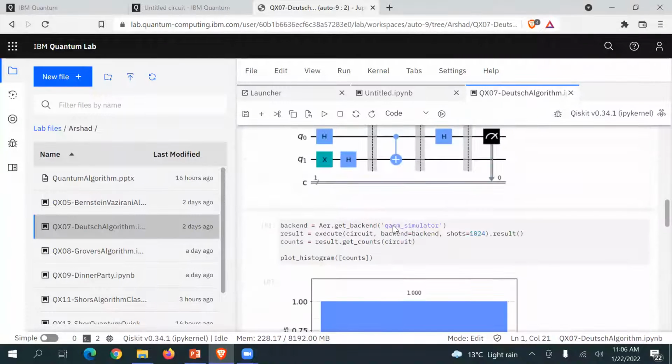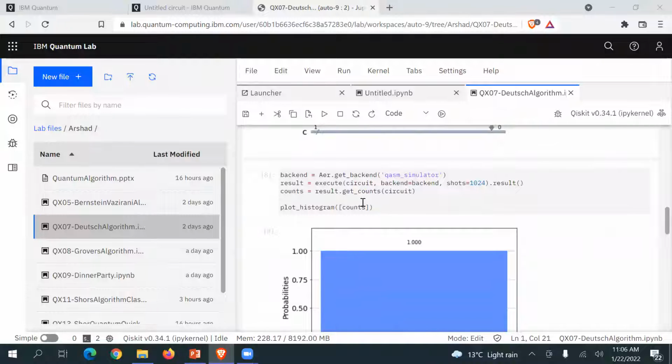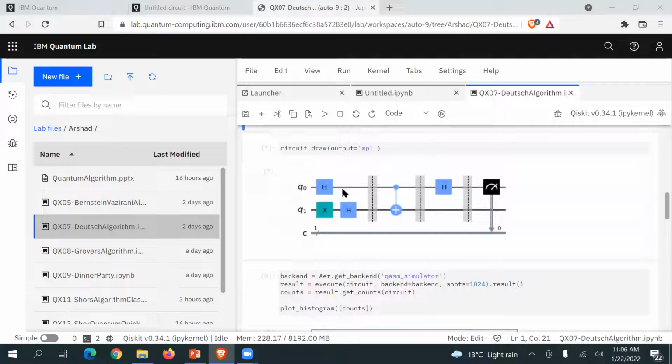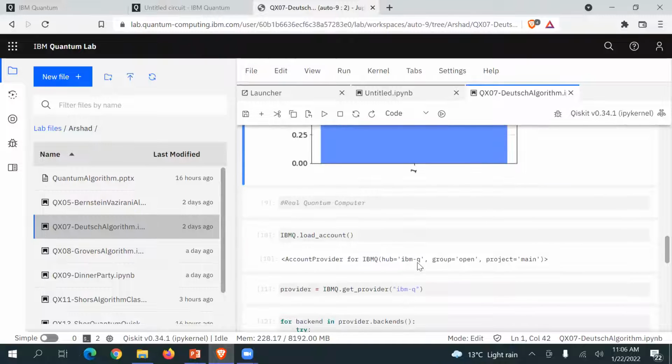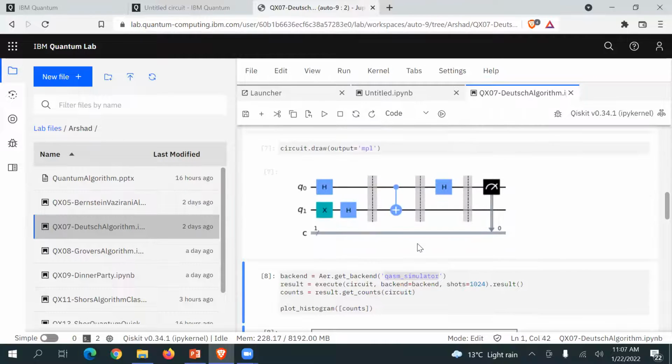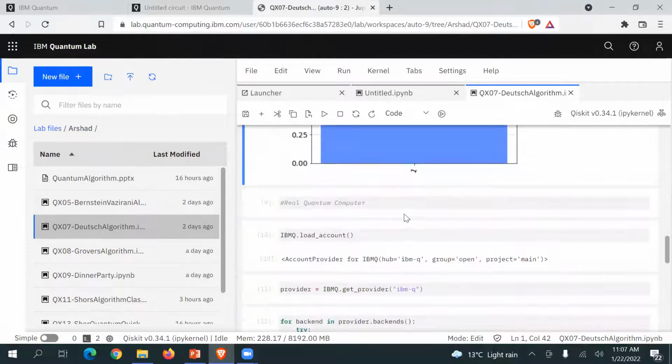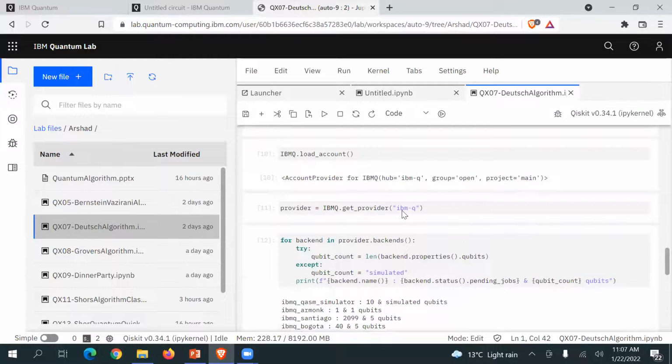Now we are taking this to the final step. This time we ran it on the simulator. Now we are going to put it into a quantum computer. So we can go and execute our circuit. Once the circuit is executed on the simulator, we are going to push this circuit into the actual quantum computer.